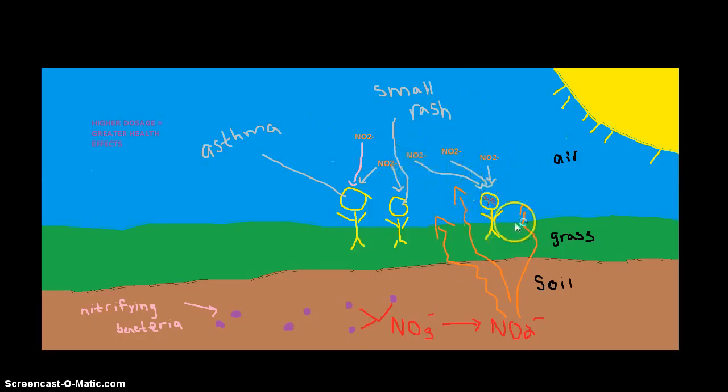But if the dosage is high enough, it can cause serious illness and even death. This person has the highest dosage, so they aren't going to live. Then if we go down a little bit, this person only has a minor dosage, a smaller one right here, so maybe they're only going to get asthma. And with an even smaller dosage, maybe they're just going to get a small rash. Because remember, the higher the dosage, the greater the health effects.